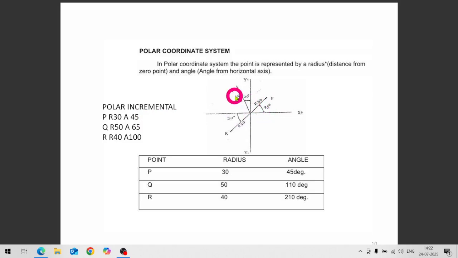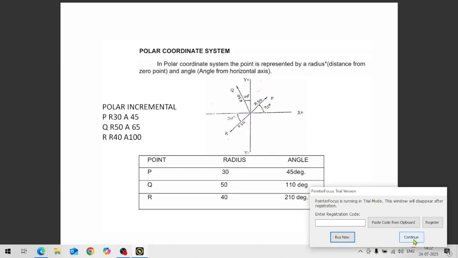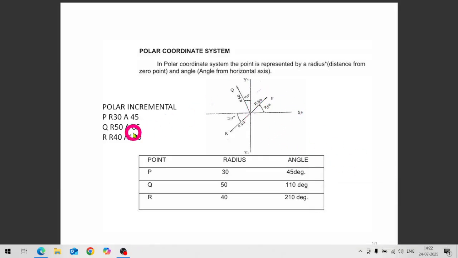Then next point is Q. How we define this Q? Now this line will become our origin. This point and this line, these are origin now. So what will happen? Q R50, this radius is 50, length of the line is 50, angle is 65 degree. So why is it 65? Because in absolute mode it was 110 minus 45, so this will be 65. So this angle from this line to this line is 65 degree.